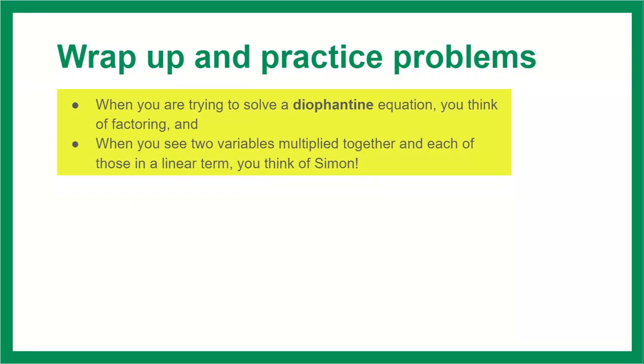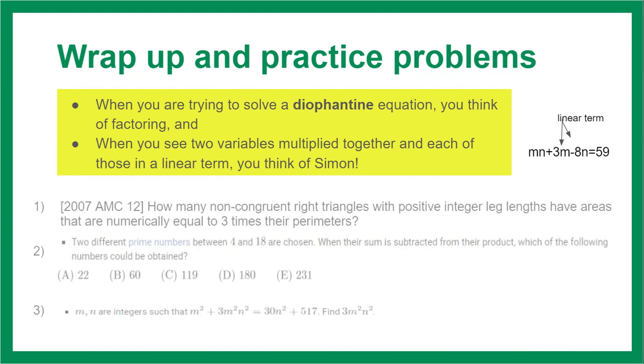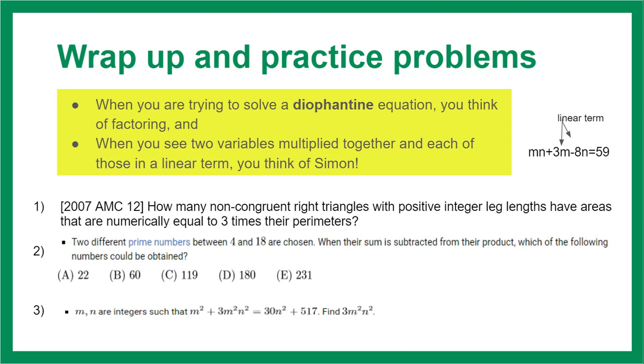So as a wrap up, when you are trying to solve a Diophantine equation, you should think of factoring, and when you see two variables multiplied together and then each of these in a linear term, you should think of Simon. Here are a couple practice problems you can do for fun.